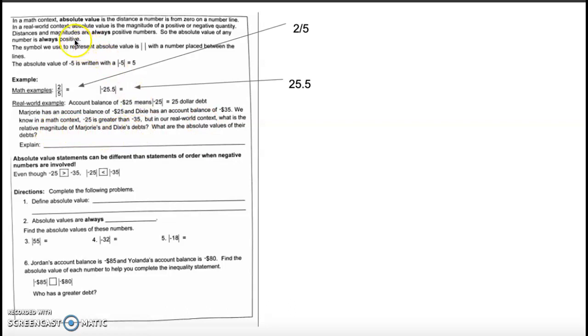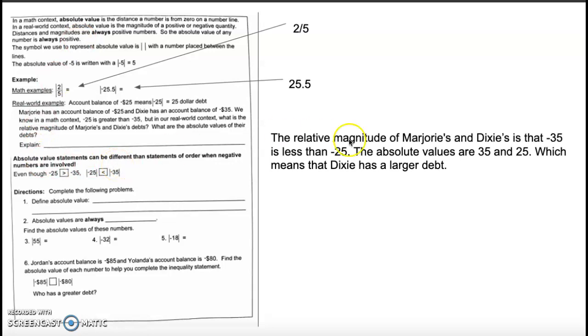So if we go up here, in real world context, the absolute value is the magnitude of a positive or negative quantity. Distance and magnitudes are always positive numbers, so the absolute value of any number is always positive. So what does that mean? The relative magnitude of Marjorie's and Dixie's is that negative 35 is less than negative 25, but the absolute values are 35 and 25, which means that Dixie has a larger debt.